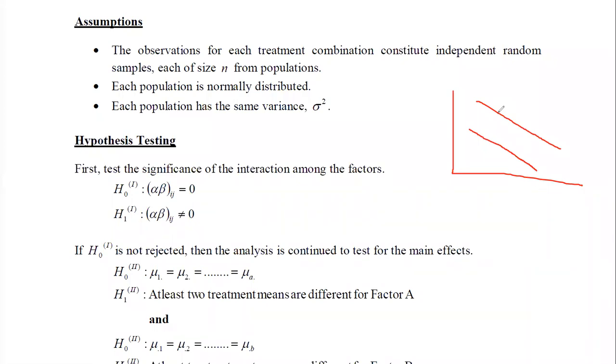Therefore, these factors A and B are meant to be the main factors for the experiment. Since this null hypothesis is not rejected, it means that there is no interaction, so we are testing for the main effect. When testing for the main effects, we have to test the main effect of A as well as the main effect of B.